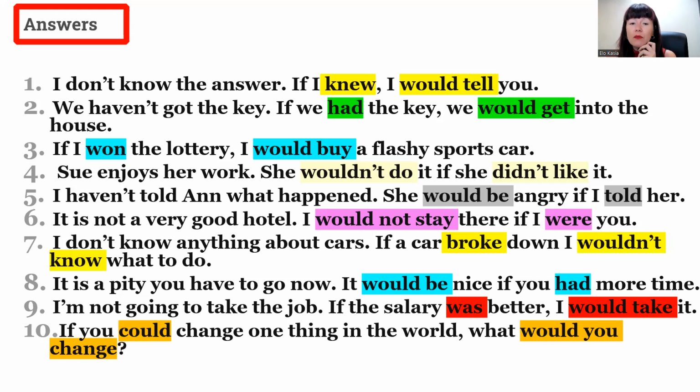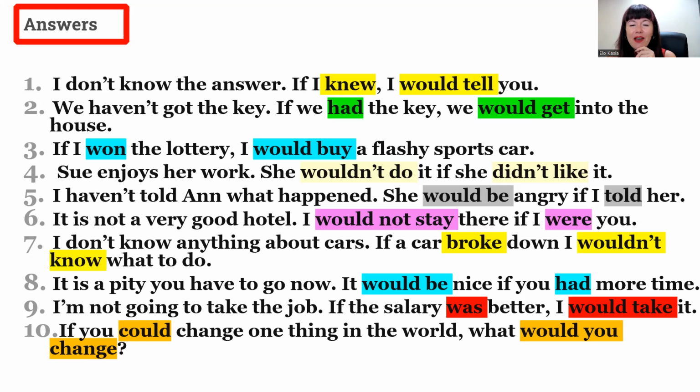I haven't told Anne what happened. She would be angry if I told her. Remember, sometimes we can switch the order of the clauses, okay? It is not a very good hotel. I would not stay there, or I wouldn't stay there if I were you. So you put yourself into somebody else's shoes. I don't know anything about cars. If a car broke down, I wouldn't know what to do.